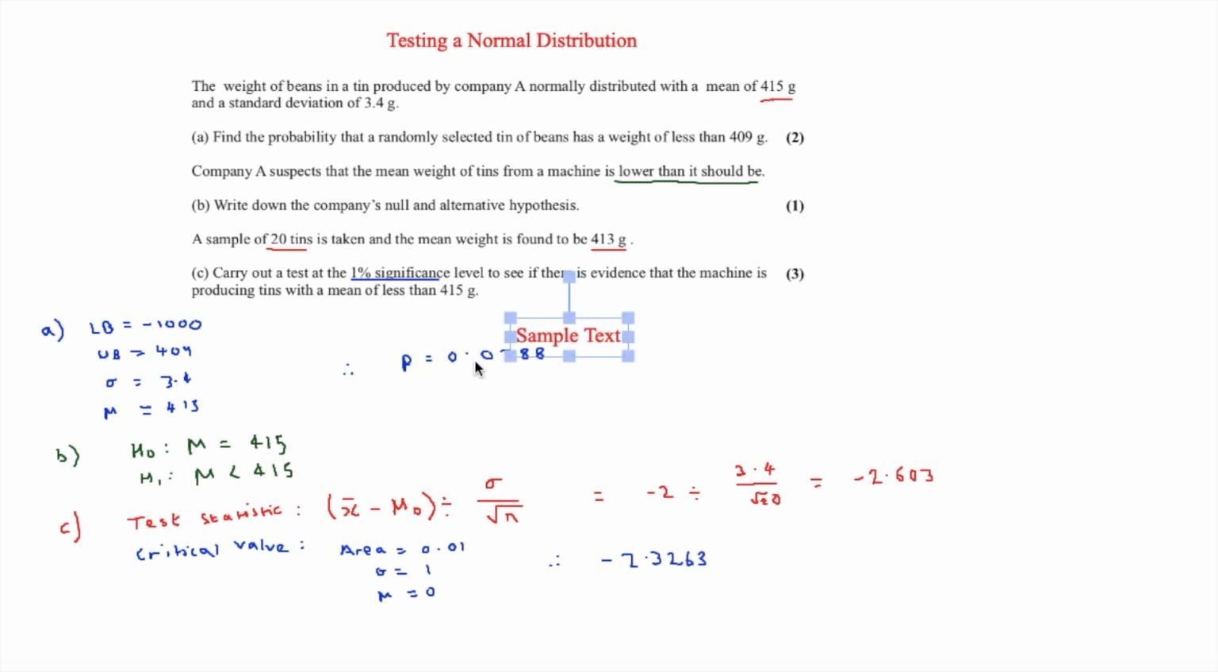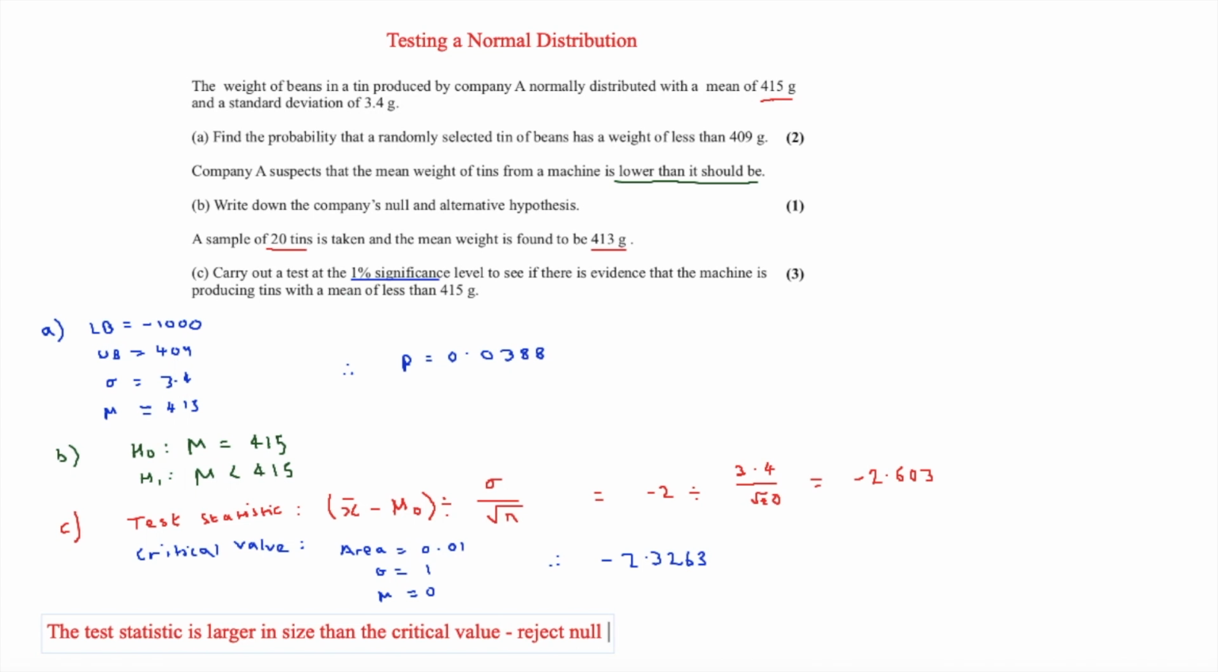So what we conclude is that because the test statistic is larger in size than the critical value, we reject the null hypothesis, which means that the mean has changed. The mean is actually now less than 415 grams.